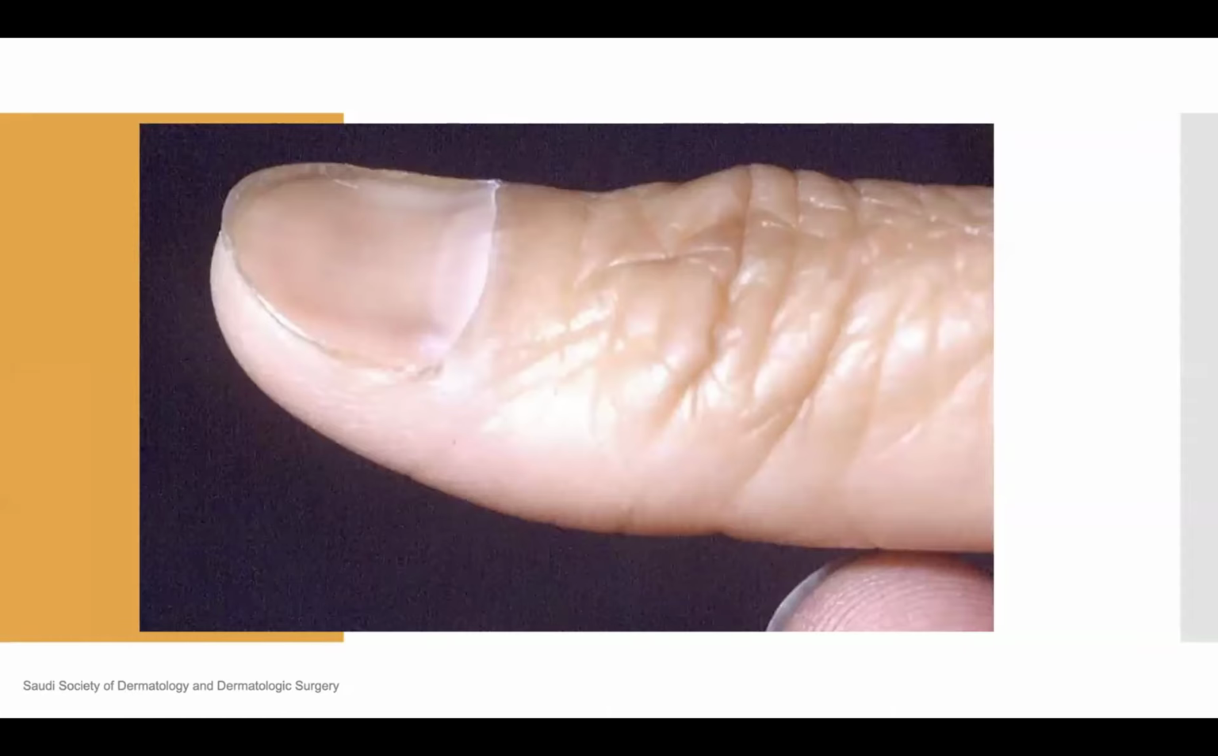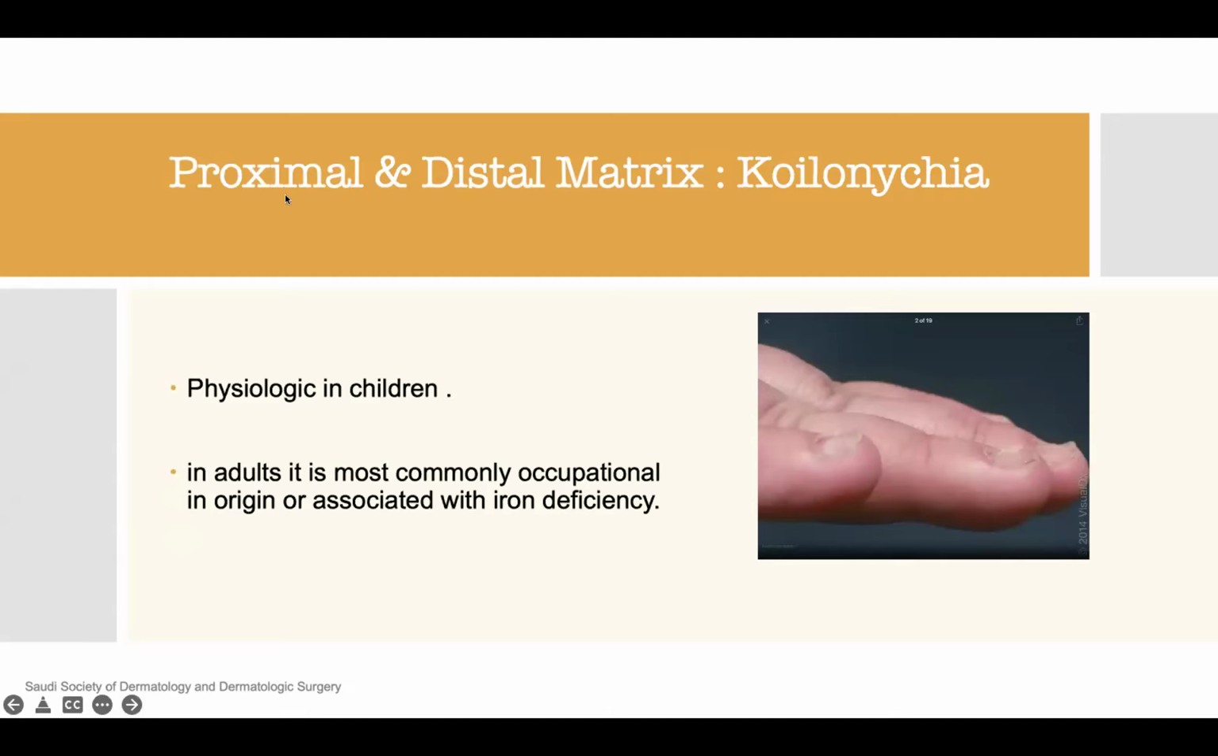Okay. عندنا الكويلونيكيا, which is related to proximal and distal matrix. It's like a spooning of the nail, as you can see here هنا أوضح في الصورة. More common to be seen in children, and in adults can be associated with iron deficiency.